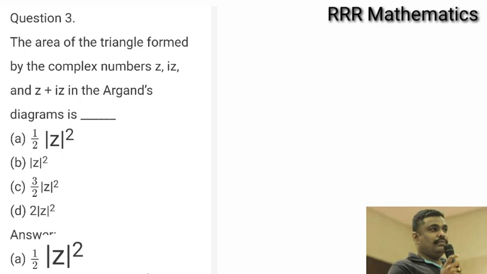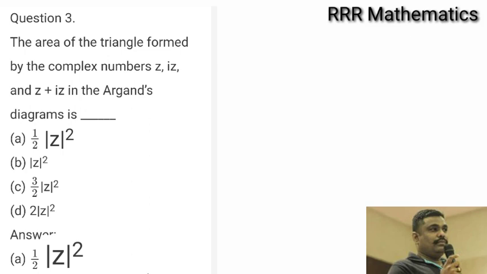Question number 3. The area of the triangle formed by the complex numbers z, iz, and z plus iz in the Argand diagram is dash. See, in this case, we want to find out the area of the triangle where the complex numbers are z, iz and z plus iz. In this case, the angle between z and iz is 90 degrees. Therefore, it forms a right angle triangle.